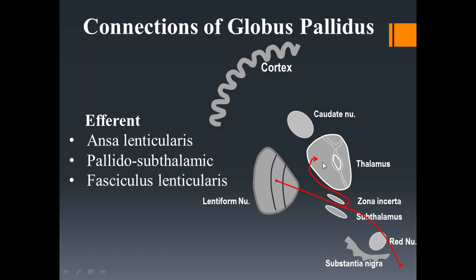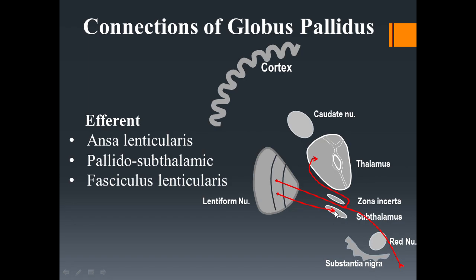The second efferent fibers are the pallidosubthalamic. So from the globus pallidus to the subthalamic nucleus. The pallidosubthalamic fibers extend from both segments of globus pallidus to the subthalamic nucleus.